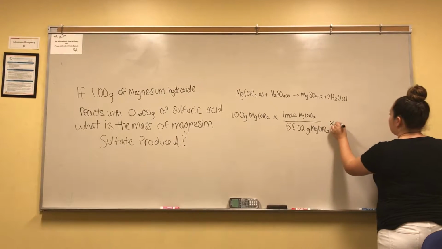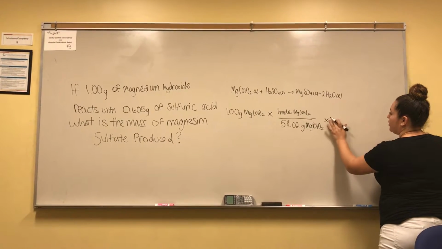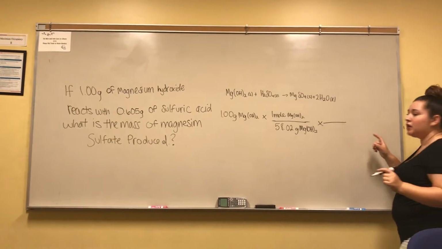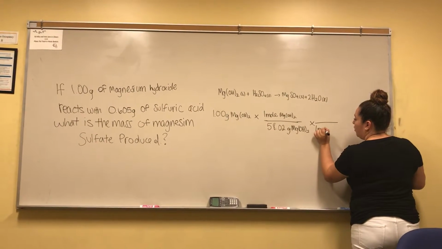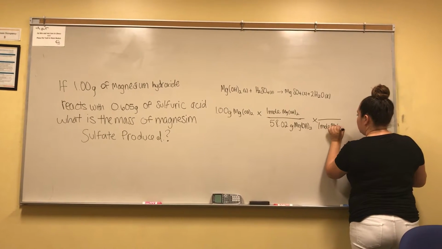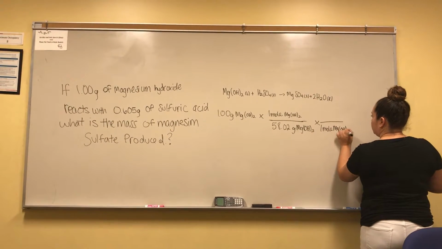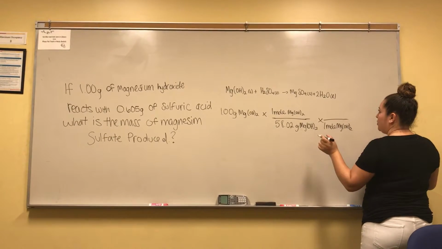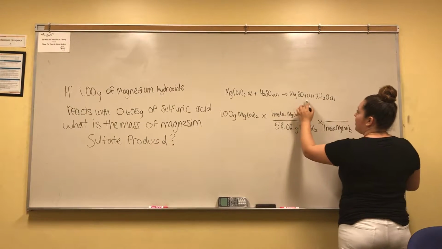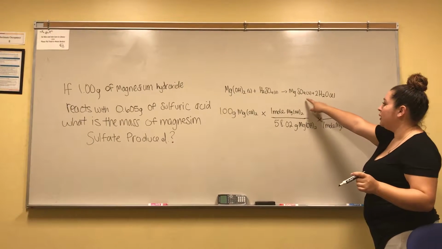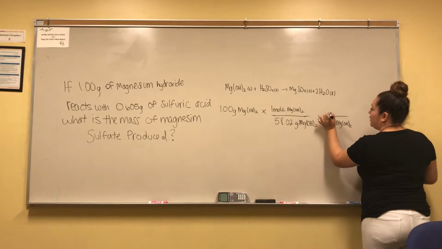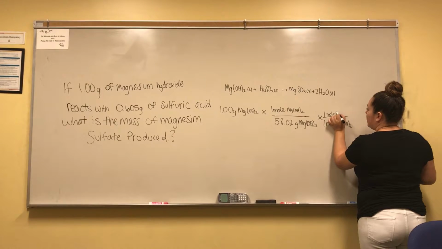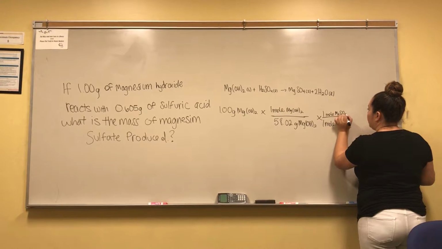Times, so what you want to do is make sure you put the same formula you have up here, you want to put it down here. So you would do 1 mole of magnesium hydroxide. And then on the top equation, you want to do your 1 mole of magnesium sulfate, because that's what we're trying to get on our equation. So you would do 1 mole of magnesium sulfate.